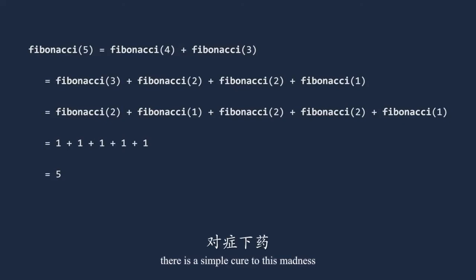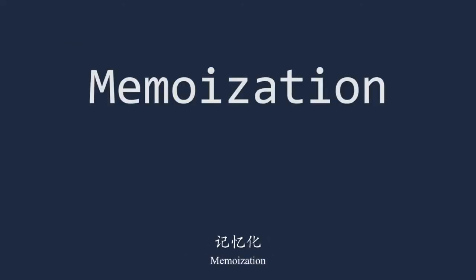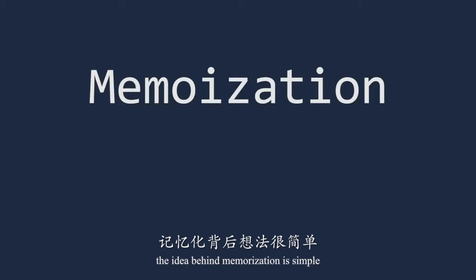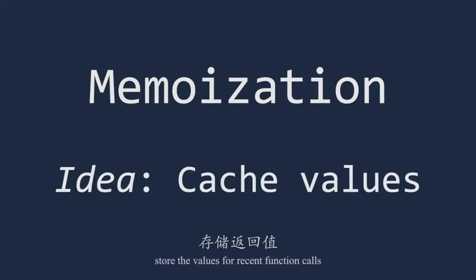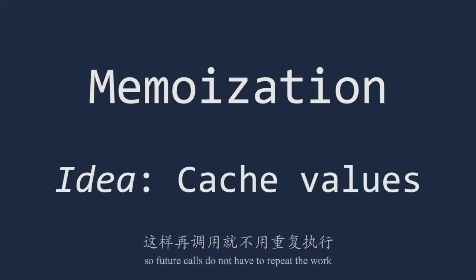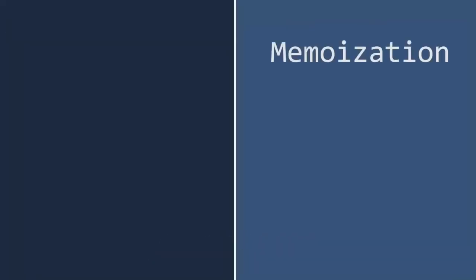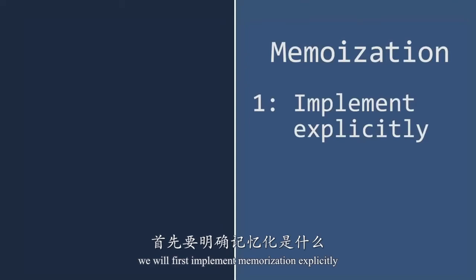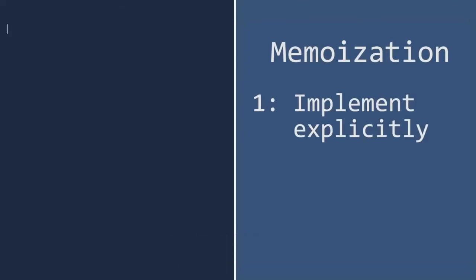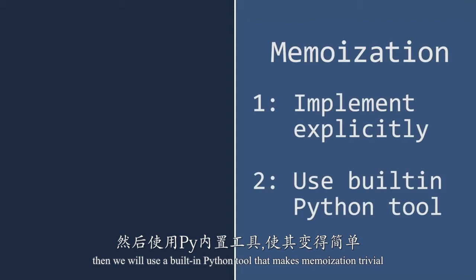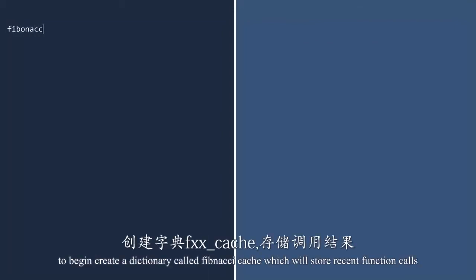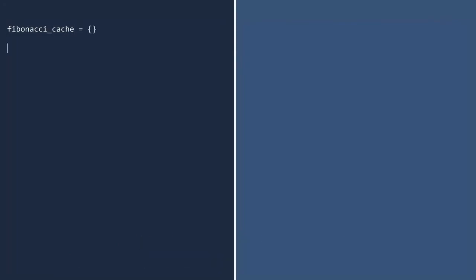There is a simple cure to this madness: memoization. The idea behind memoization is simple. Store the values for recent function calls so future calls do not have to repeat the work. There are several ways to do this in Python. We will first implement memoization explicitly so you can see how it works. Then we will use a built-in Python tool that makes memoization trivial. To begin, create a dictionary called Fibonacci Cache, which will store recent function calls.